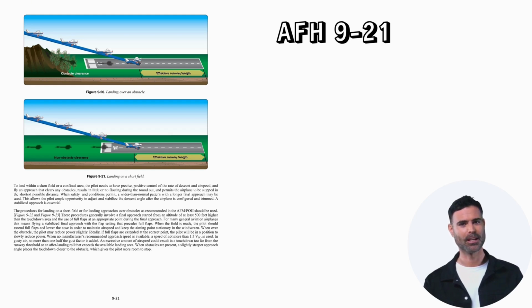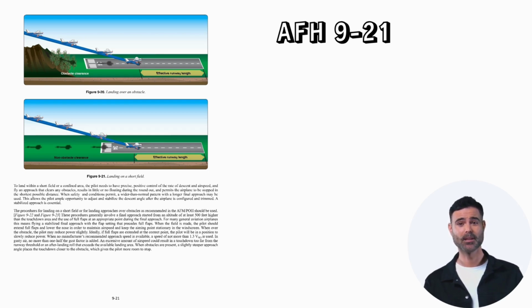When the field is made, the pilot should extend full flaps and lower the nose in order to maintain airspeed and keep the aiming point stationary in the windscreen. When over the obstacle, the pilot may reduce power slightly. Ideally, if full flaps are extended at the correct point, the pilot will be in a position to slowly reduce power. When no manufacturer's recommended approach speed is available, a speed of not more than 1.3 VSO is used.